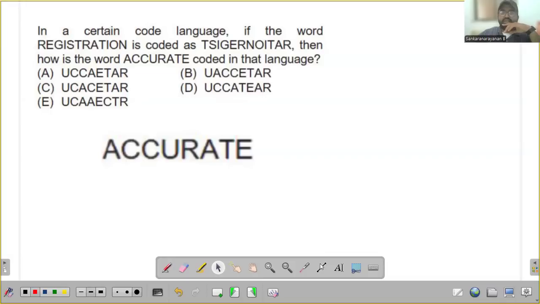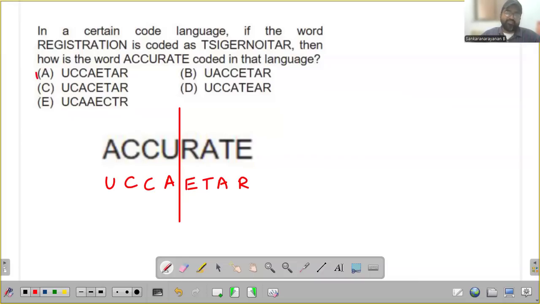Okay. So first thing is you have to understand the total number of letters. ACCURATE. So ACCU will be the first half. RATE will be the second half. So you can see that here the coding will happen as UCCA. This RATE will become ETAR. Okay. So the coding is done in this manner. And we can see that here UCCA, ETAR, option A, it satisfies the condition.